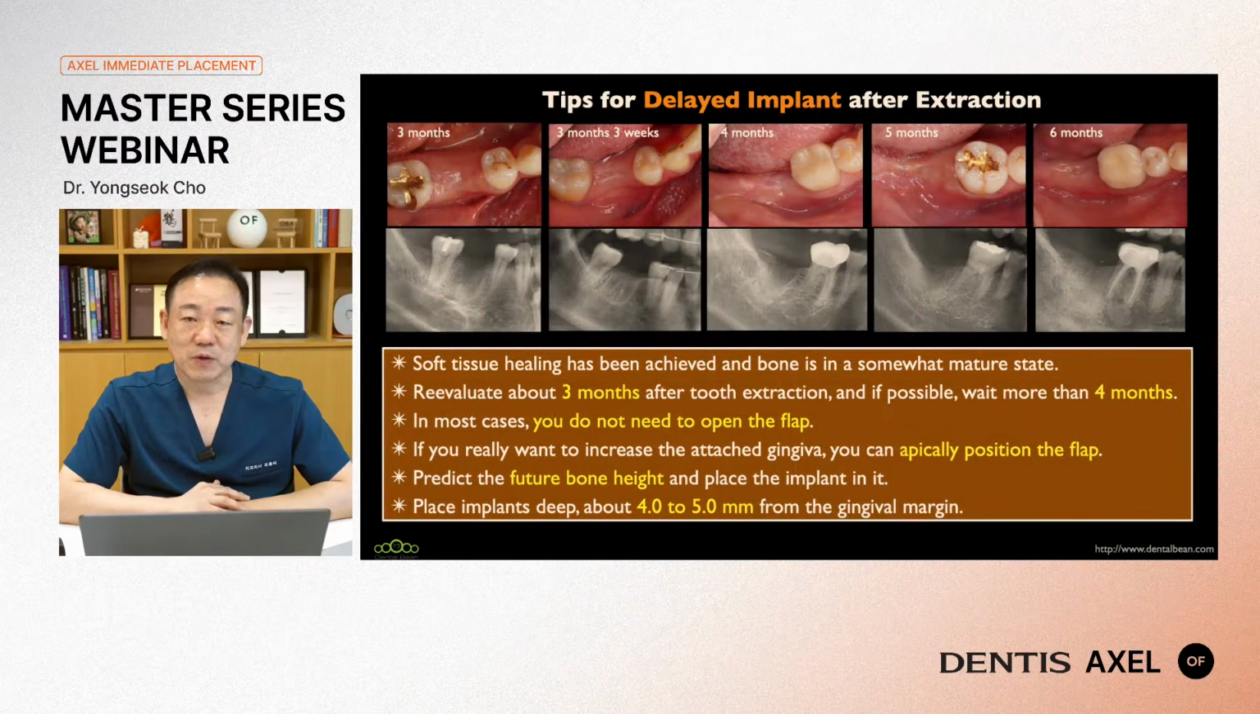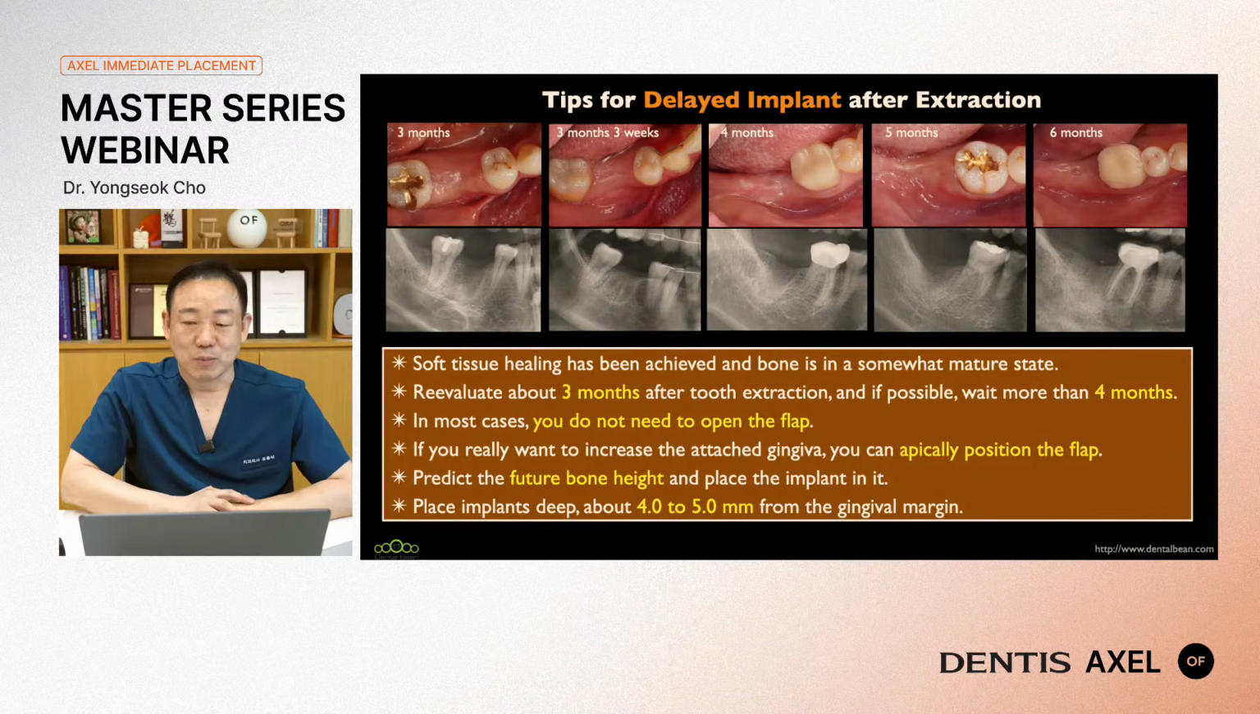Let me talk about tips for delayed implant after extraction. Soft tissue healing has been achieved and the bone is in a somewhat mature state. Re-evaluate about 3 months after the tooth extraction and, if possible, wait more than 4 months. In most cases, you do not need to open the flap. If you really want to increase the attached gingiva, you can try an apically positioned flap.